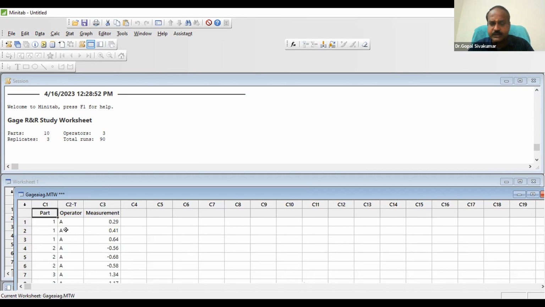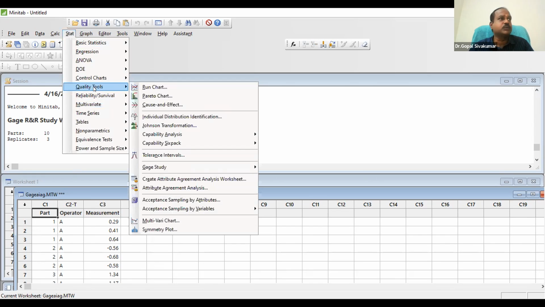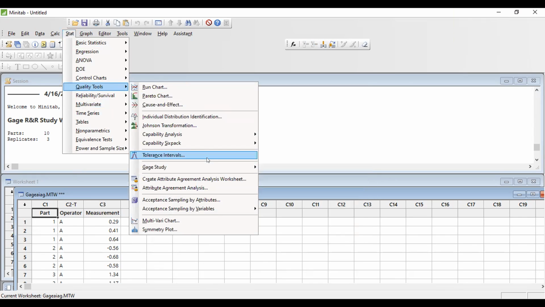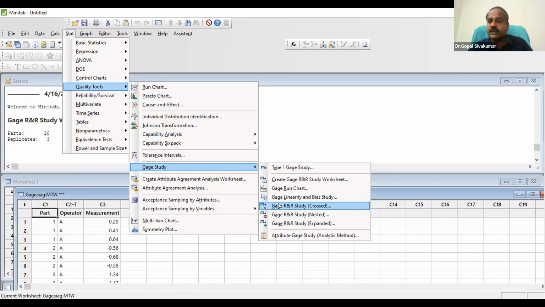Now I want to analyze. I want to know how much is the gauge R&R. Let me go do the analysis. Stat, Quality Tools, Gauge Study, and Create Gauge Study. After that, there are options. Now I will go for the Gauge R&R Study Crossed. Why is it crossed? Whatever part operator 1 has measured, the same part is measured by operator 2 also. So the study is called crossed.